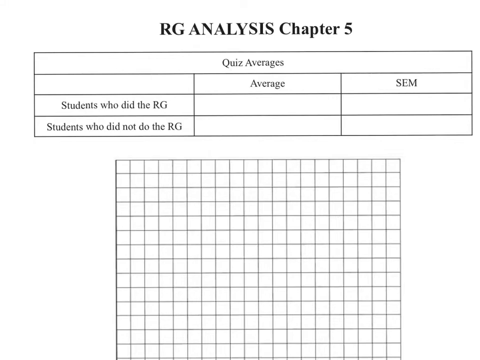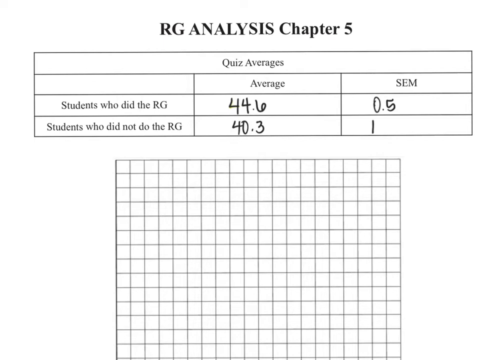In this video, we are going to compare how the students did on the Chapter 5 quiz. We're going to compare those students who did the reading guide versus those who didn't do the reading guide. To do that, we're going to need their averages and we're going to need their standard error of the means. So let's start with the students who did the reading guide.